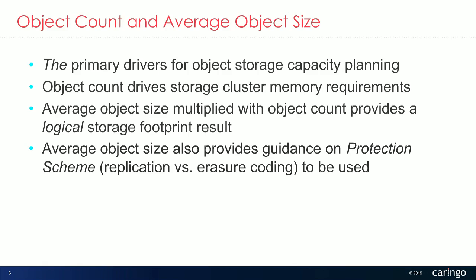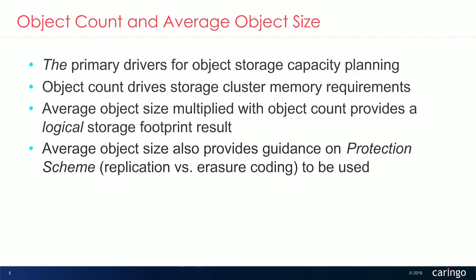The average object size multiplied by object count is going to provide you with a logical storage footprint result. And that kind of gives you a feel for, in the case of a new deployment, what you're initially going to ingest. And then if you know you're going to be bringing in so many objects over a given period of time at a given size, it allows you to extrapolate from that and see how much more you need to expand the storage cluster going into the future, like, say, over a quarterly or semi-annual or annual time frame.